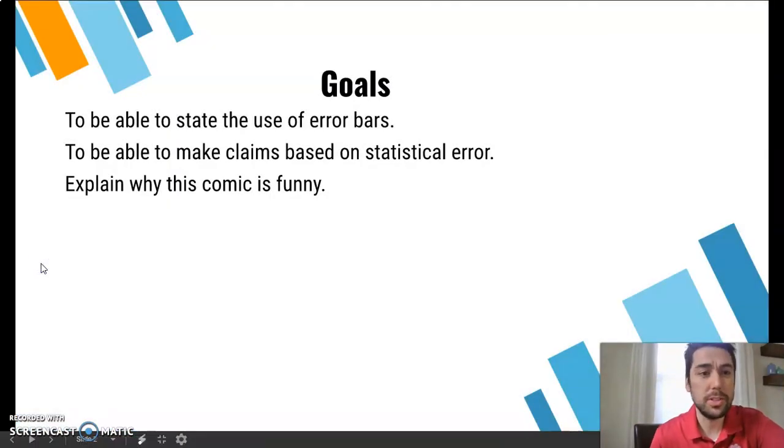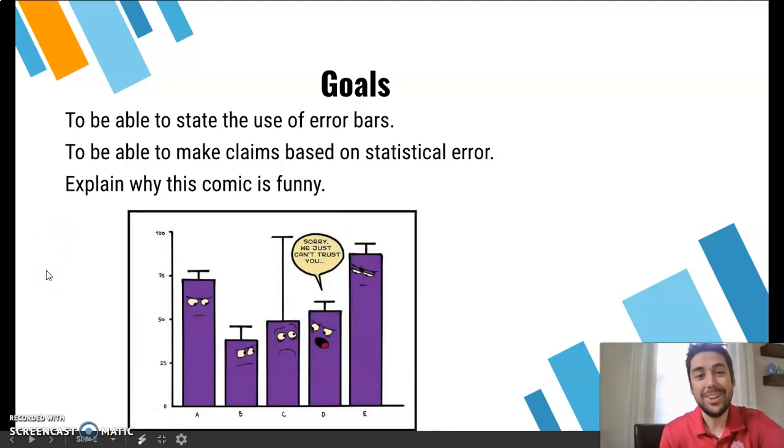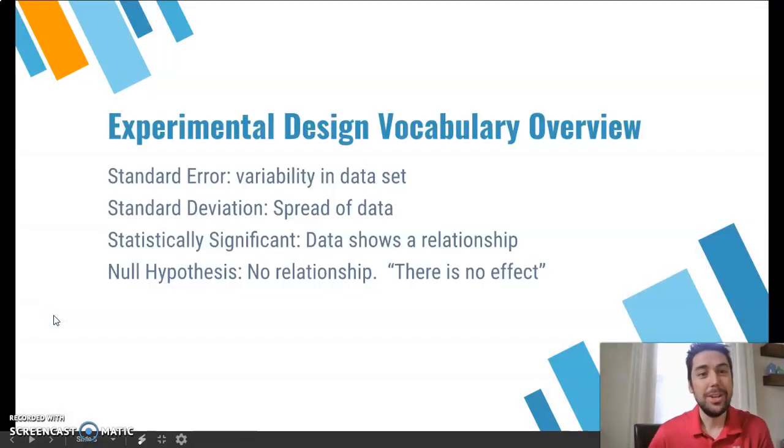Here are our goals today. We want to be able to state the use of error bars. We want to be able to make claims based on statistical error and explain ultimately why this comic is so funny, right? Hilarious. Sorry, dude, we just can't trust you. What does that even mean? But as you get a little smarter, this joke gets a lot funnier. It's a hoot.